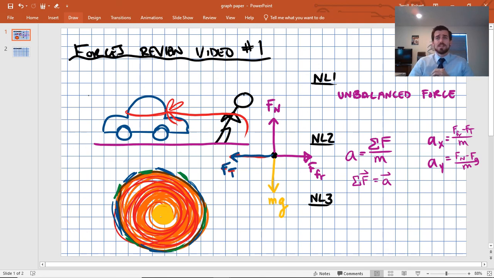So when you see somebody, well, hopefully you don't see this, but if you see somebody get hit by a car and go flying, it's not because they experienced more force than the car did. They experienced the same force, but they have so much less mass that they go flying and the car stays still. So that pretty much covers everything that I wanted with this video.